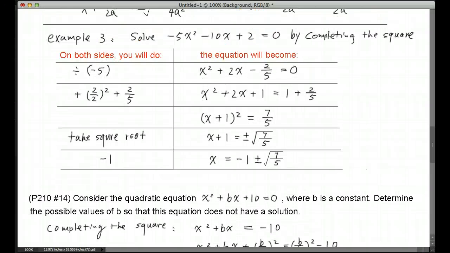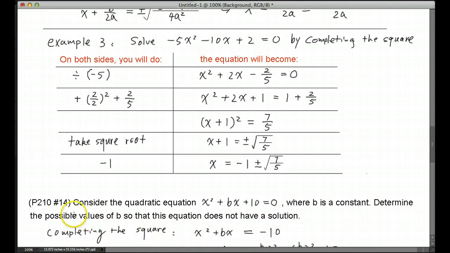Okay, so finally I explain one of the questions in the book. It's number 14 on page 210. So this is considered a difficult question. It involves a variable, even the constant is unknown. So consider this quadratic equation: x squared plus bx plus 10 equals 0, where b is a constant. Determine the possible values of b so that this equation does not have a solution.